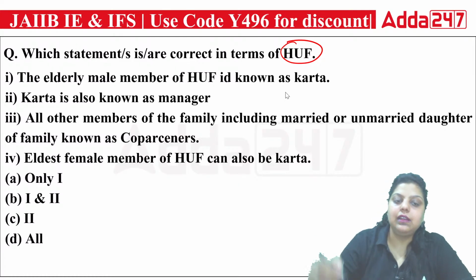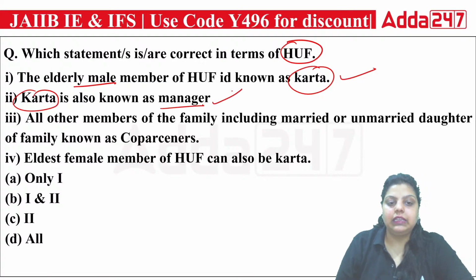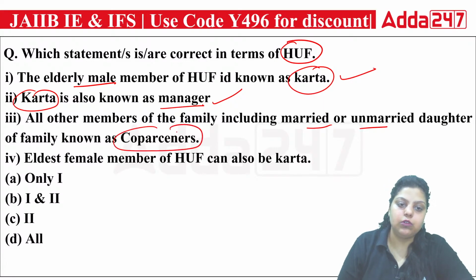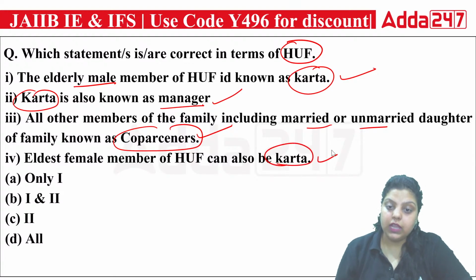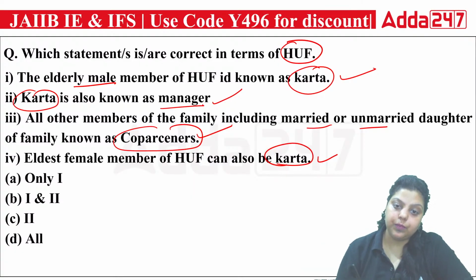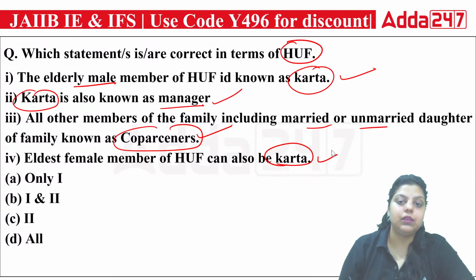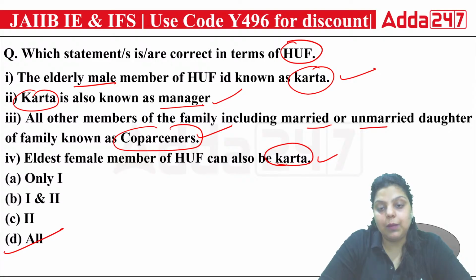So that's true. The eldest male will become the Karta. And that's also true, the Karta is also known as a manager. And that's also true, all the married, unmarried, daughters and males will be called co-partners. And also the eldest female of the Hindu undivided family can also be the Karta if she wants to. Otherwise the eldest male member will become the Karta. So it means the right answer will be all of the above. All these statements about the Hindu undivided family are correct. So the right answer will be D.